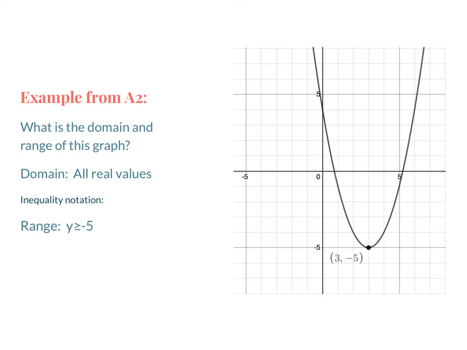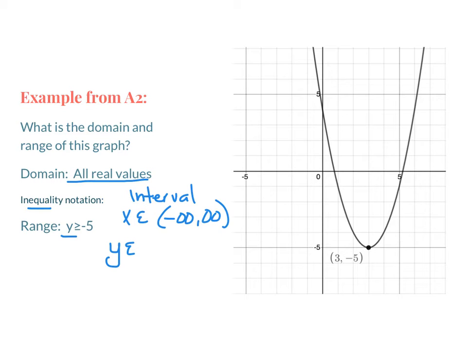How I'm going to use this in pre-calculus is we're going to add to this our interval notation. So instead of saying all real values or writing it as an inequality, I'm going to write it as an interval, as x is an element from -infinity to +infinity. Instead of writing the range as an inequality, I'm going to write the range as y is an element. Now I'm going from -5 to +infinity. Again, remember we label that interval from the smallest number to the largest number.